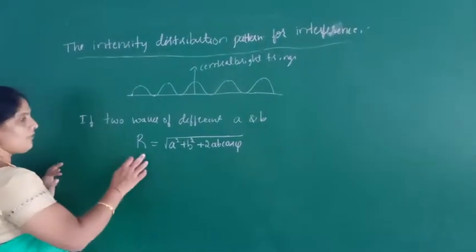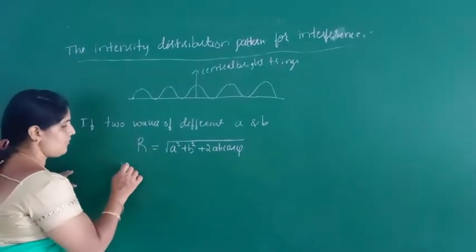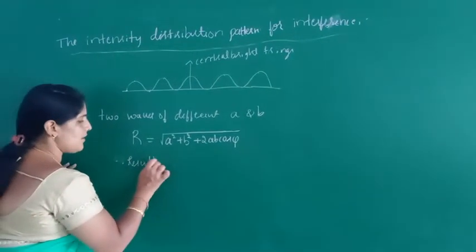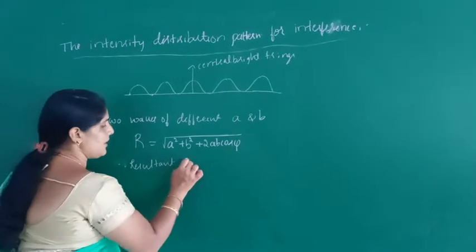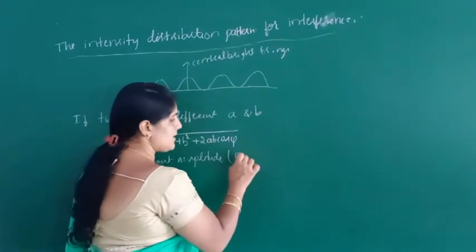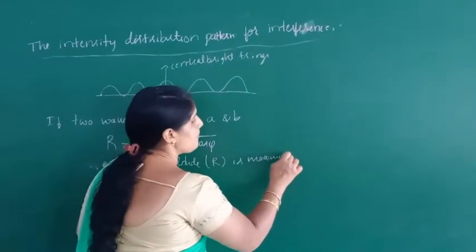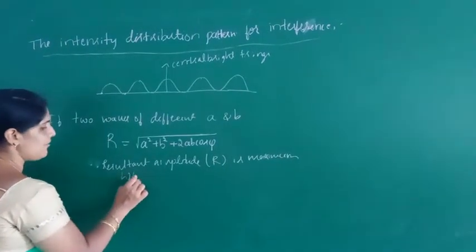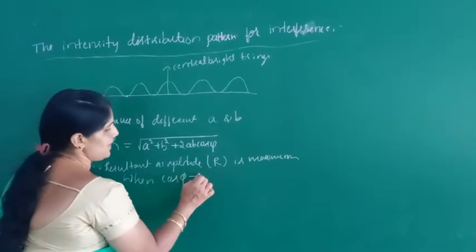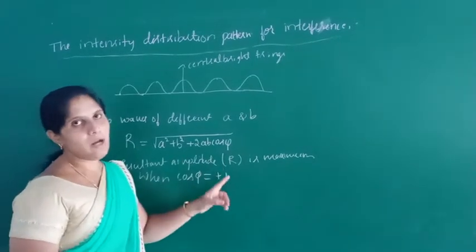Okay. Now, when is the resultant amplitude maximum? R is maximum when cos phi is equal to plus 1. The resultant amplitude is maximum when cos phi is equal to plus 1.